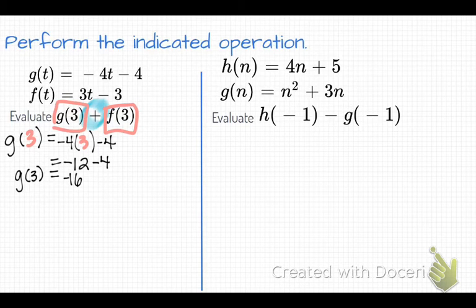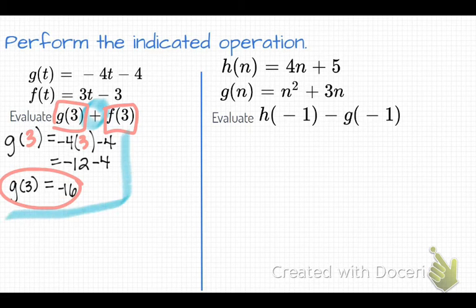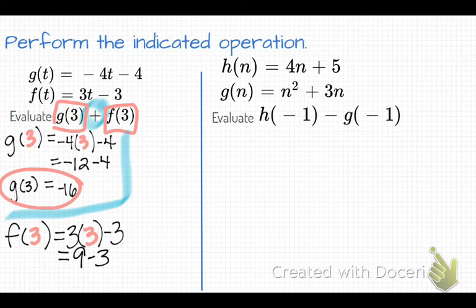So I've found g of 3, right? What do I have to do next? Next, I have to find f of 3. Thank you, Alexis. So f of 3 equals 3 times 3 minus 3. So that's a lot of 3's. But what is 3 times 3? 9. And what is 9 minus 3? 6. Good. So I have f of 3 equals 6.